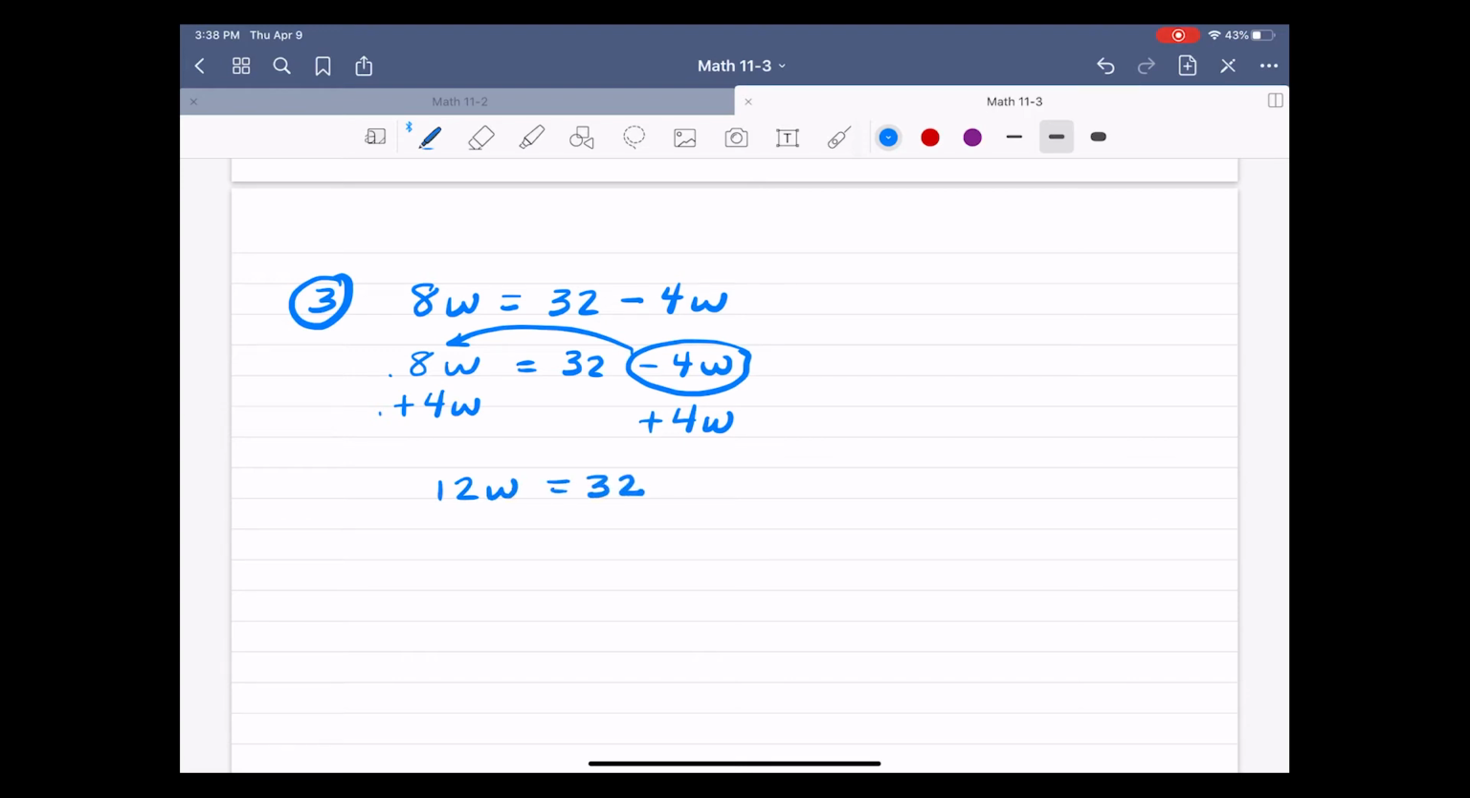12 will not go into 32 evenly, so the book says we can leave it just like that. If you were to solve, you could use your calculator and you're going to get a decimal number, but this is good enough for right now. Number 4.